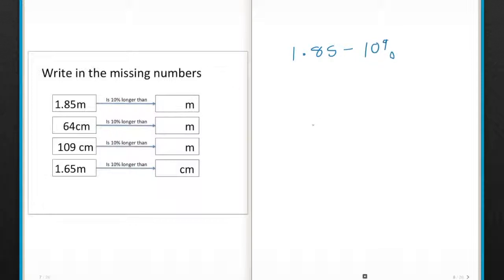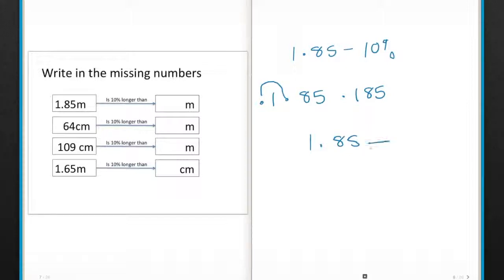The first thing I need to do is work out what's 10%. To find 10% of something, you just divide by 10. So 1.85 divide makes it lower, so it's to the left. And the answer is 0.185. I want 0.185 less than 1.85.